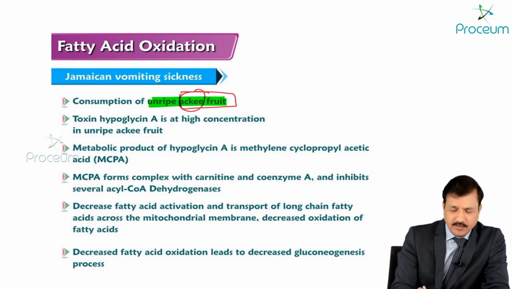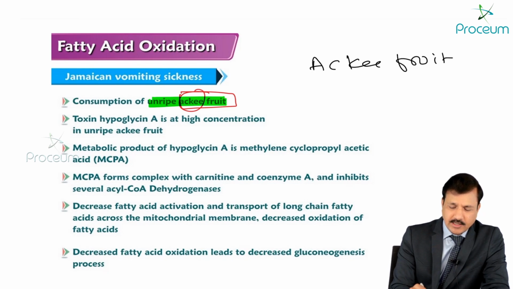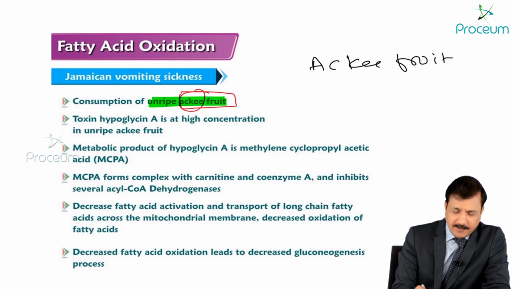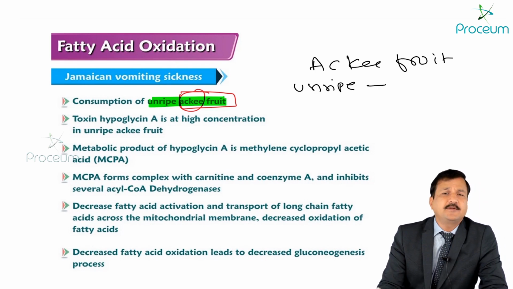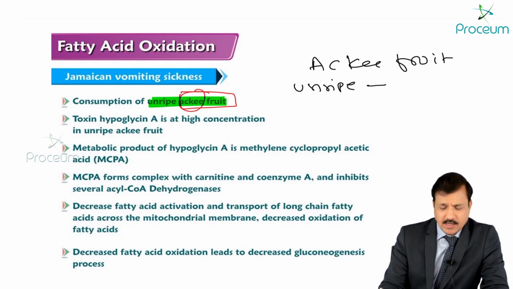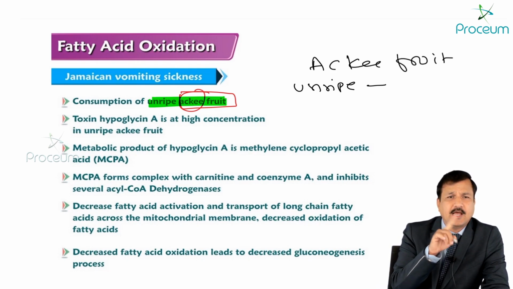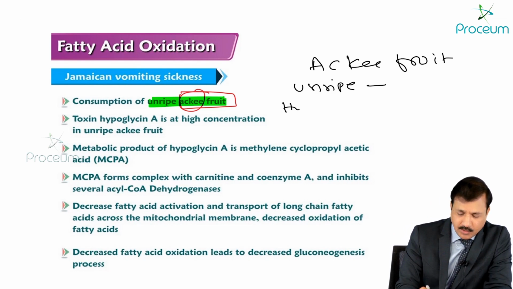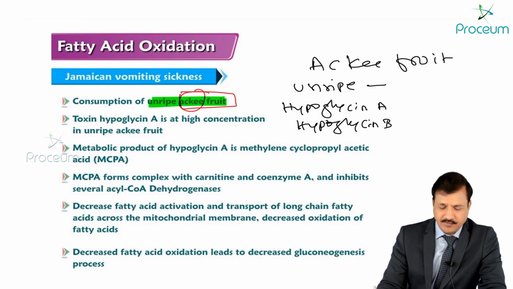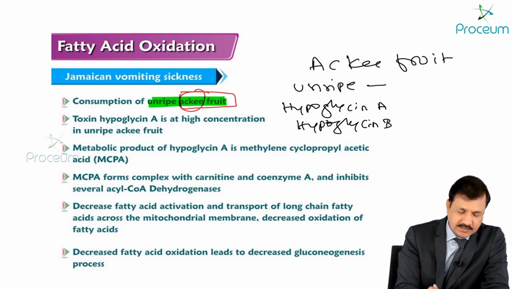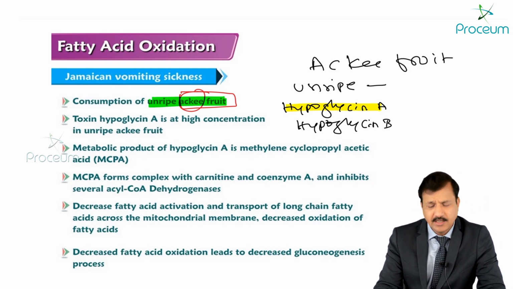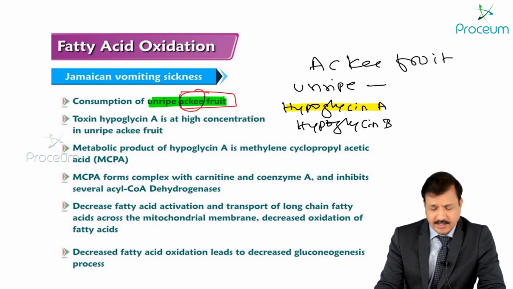The reason is that the ackee fruit has a difference between ripe and unripe forms. In the unripe form, there is a toxin in the ackee fruit, and the name of the toxin is hypoglycin A and hypoglycin B. There are two toxins there, hypoglycin A and hypoglycin B. Of these two, hypoglycin A is more toxic compared to hypoglycin B. Anyway, both of them will be there in the ackee fruit.